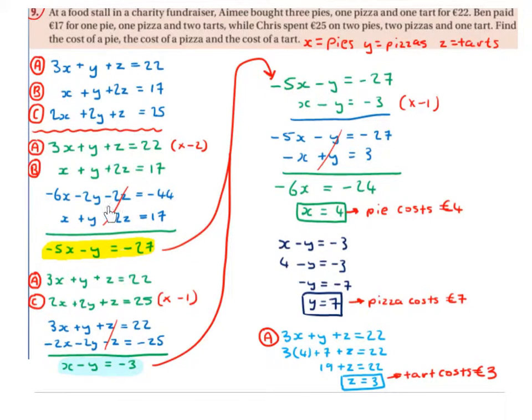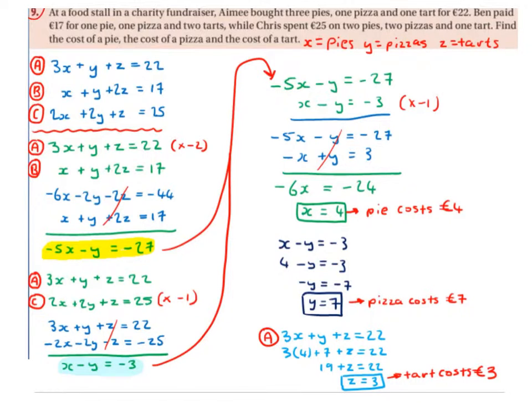So now we can eliminate the Z's, because minus 2Z plus 2Z will cancel. So minus 6X plus X is minus 5X, minus 2Y plus Y is minus Y, minus 44 plus 17 is minus 27. So now I have one equation in terms of X and Y.